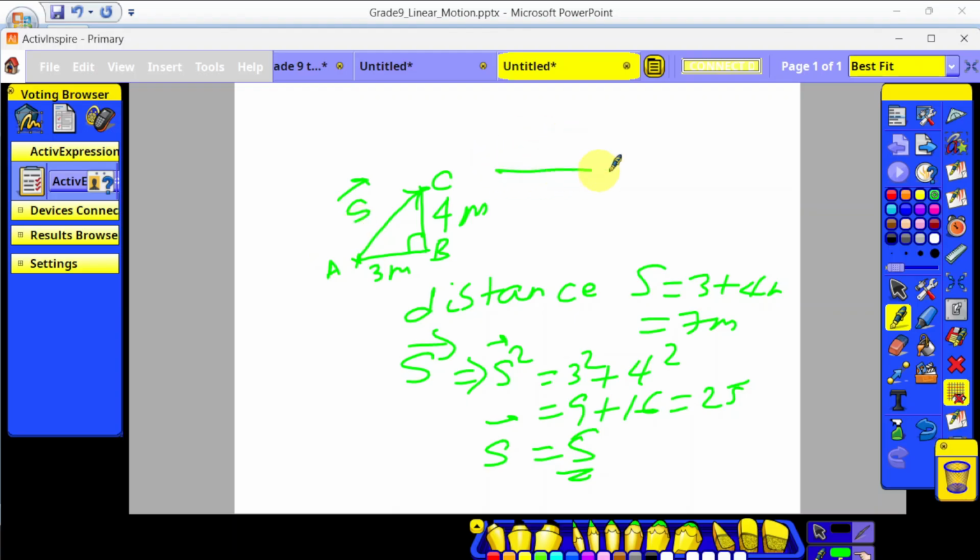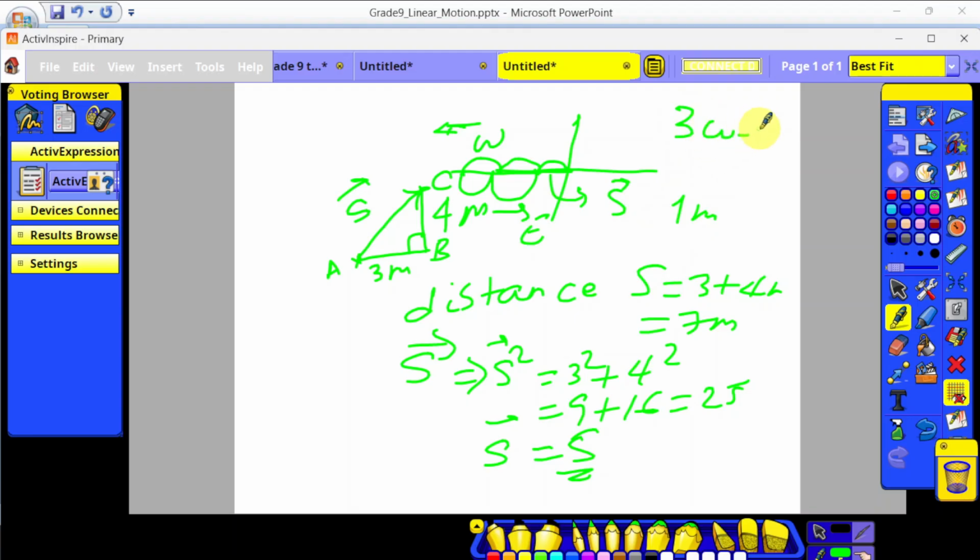Let me show you another example. Let's say you move 3 meters towards the west, and then move again 2 meters towards the east. Then what is the displacement? The displacement is the shortest path that you moved. This displacement is 1 meter: that is 3 in the west minus 2 in the east. That's 1 meter.